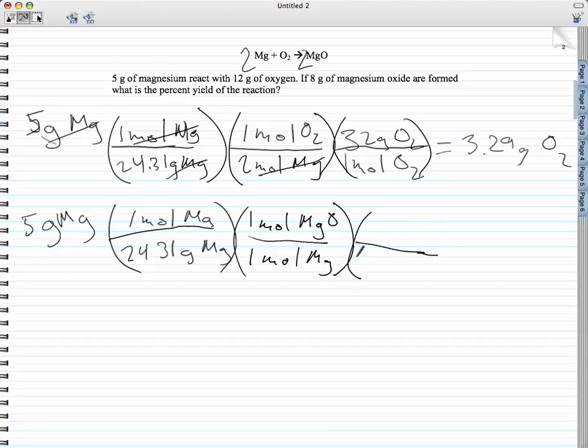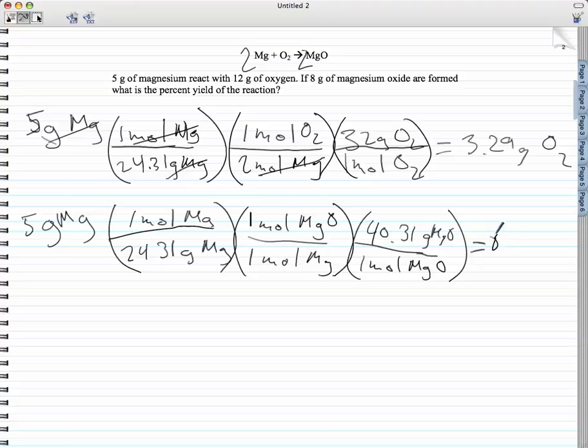And then 1 mole of MgO weighs 40.31 grams. Okay, and so same thing where if we multiply what's on top, divide by what's on bottom, it would tell us that maximum we can get 8.29 grams of magnesium oxide from this. Okay, and so that is our theoretical yield. So this is our limiting reactant. 8.29 is our theoretical yield.